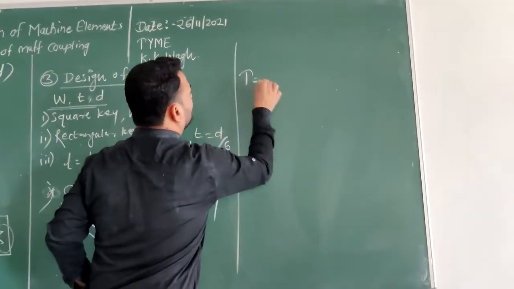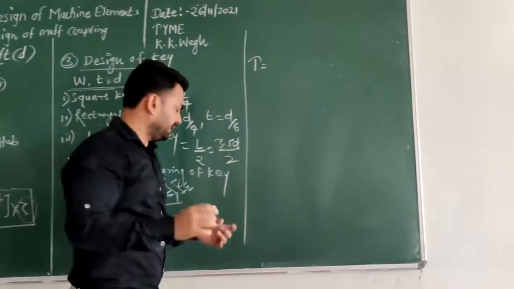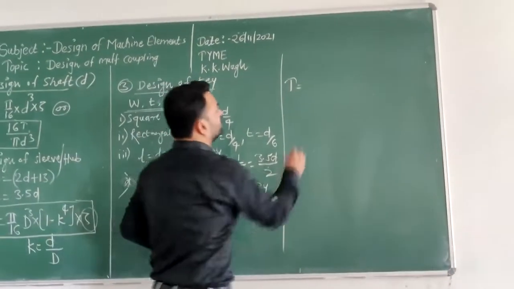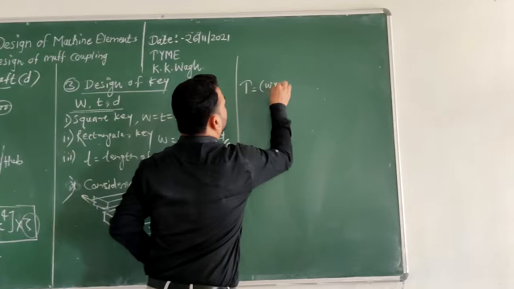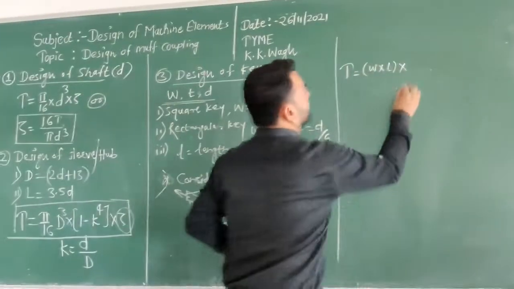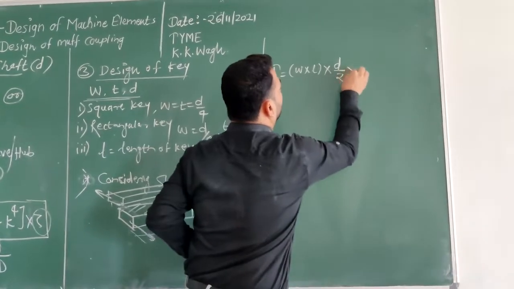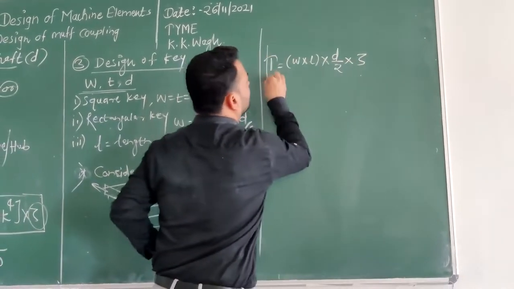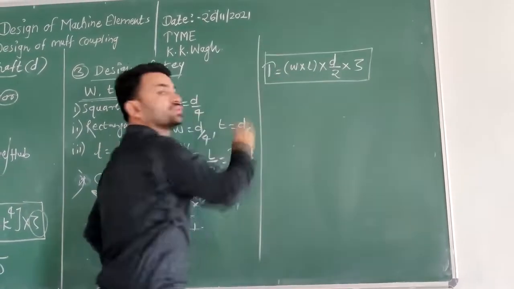So T will be equal to the area of the failure. Area of the failure is equal to what? W into L. W into L multiplied by this distance, D by 2, multiplied by shear stress. So this is the equation.